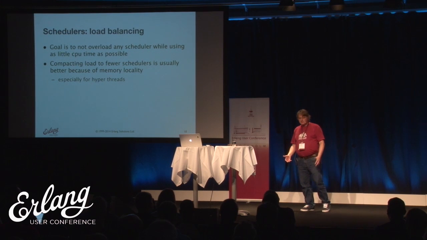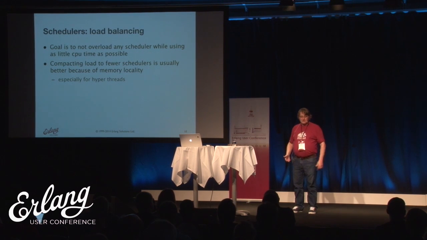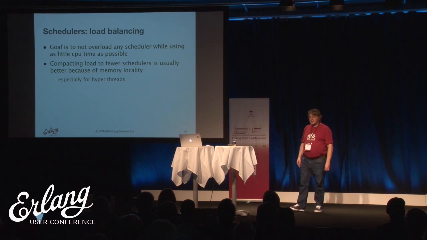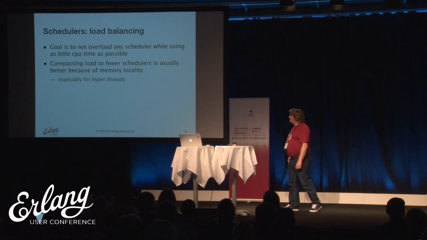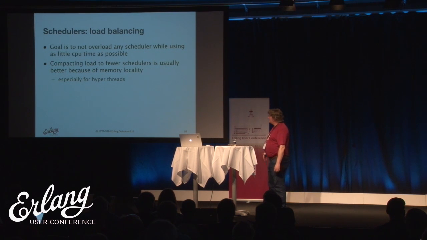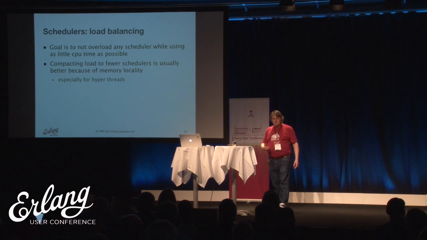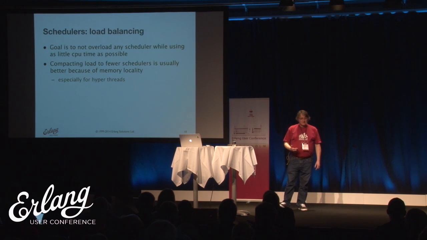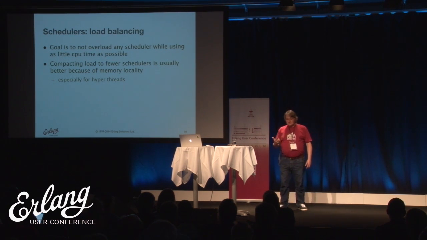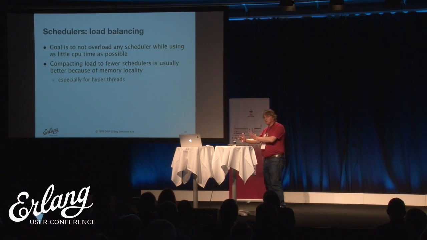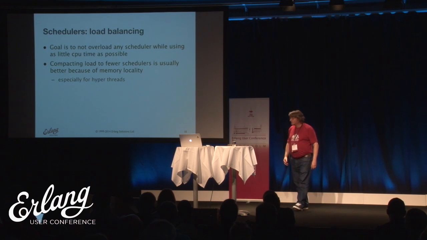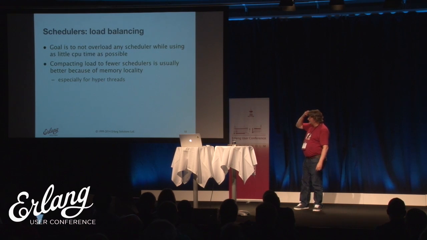If you've got eight cores, I don't want one core running at 150% and all the rest doing nothing, right? Because that's a very bad usage of resources. I want to try to spread the load as much as possible. So I want to spread things out. But at the same time, I want to compact things, because it's actually beneficial to reduce the number of cores. Memory locality. It's better for memory locality if I'm running fewer cores to do things.